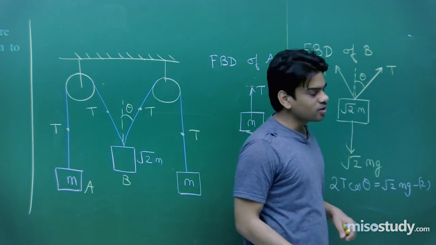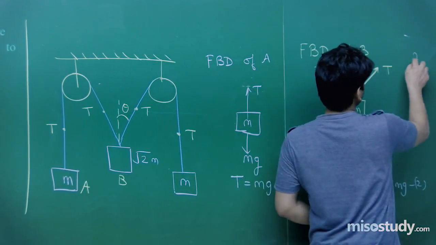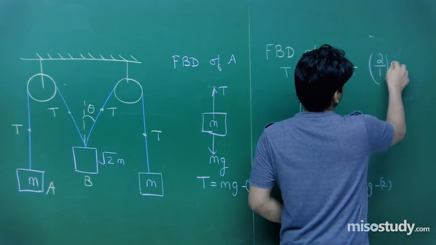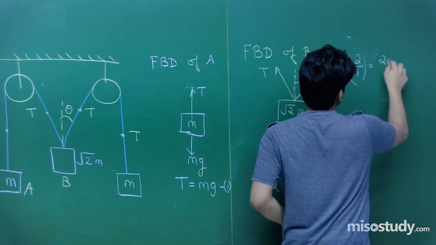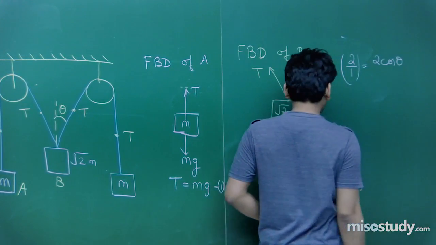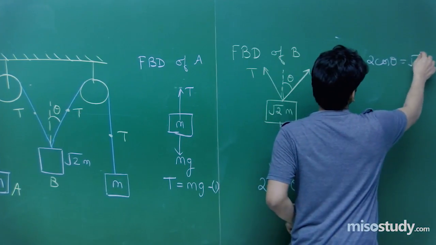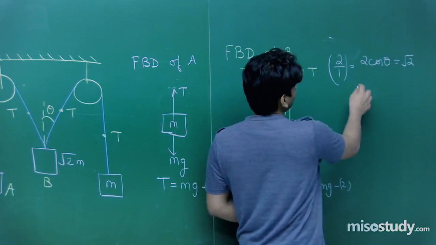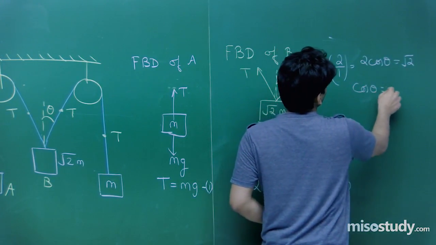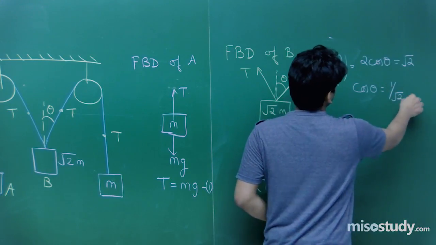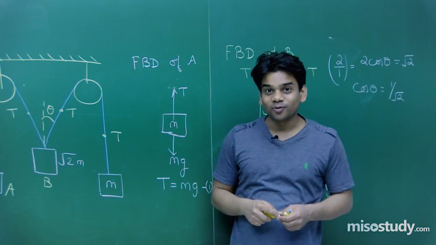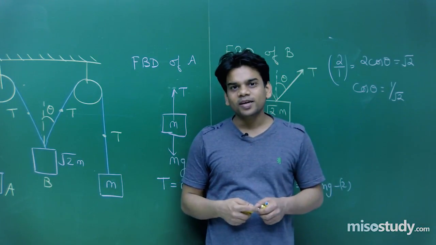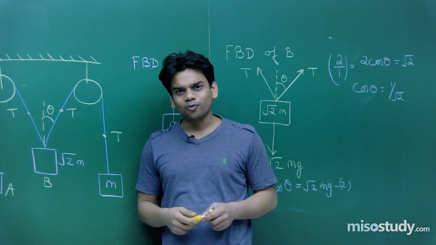If we divide equation number 2 by 1, we will be left with 2 cos theta equal to root 2. So finally cos theta will come out to be 1 by root 2. I believe you all must be remembering for which angle cos theta is 1 by root 2. It's quite obvious, theta will turn out to be 45 degrees.